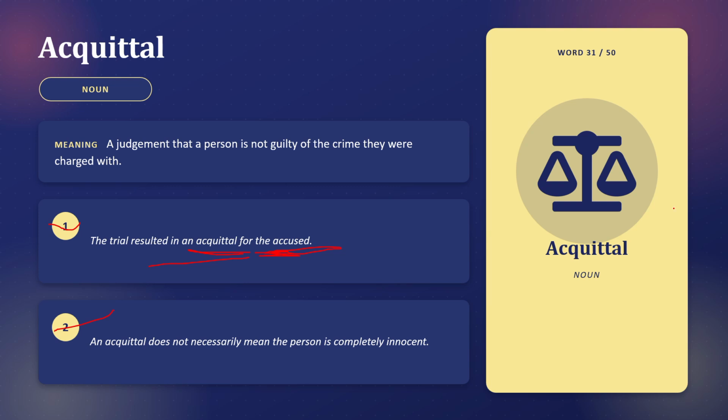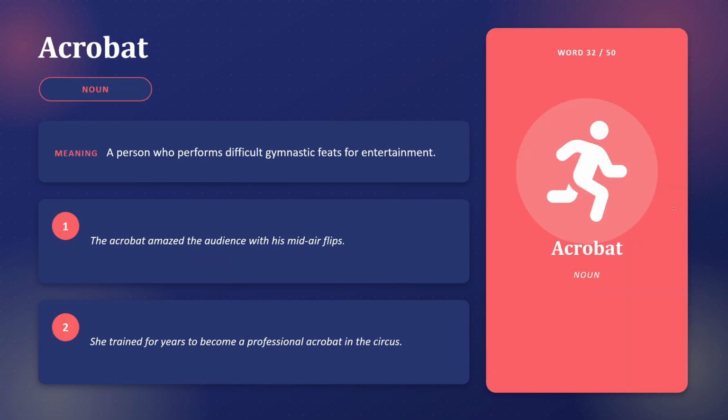Next word, acrobat. It means a person who performs difficult gymnastic feats for entertainment. Acrobat is a noun. The acrobat amazed the audience with his mid-air flips. Mid-air flips, grab the meaning.